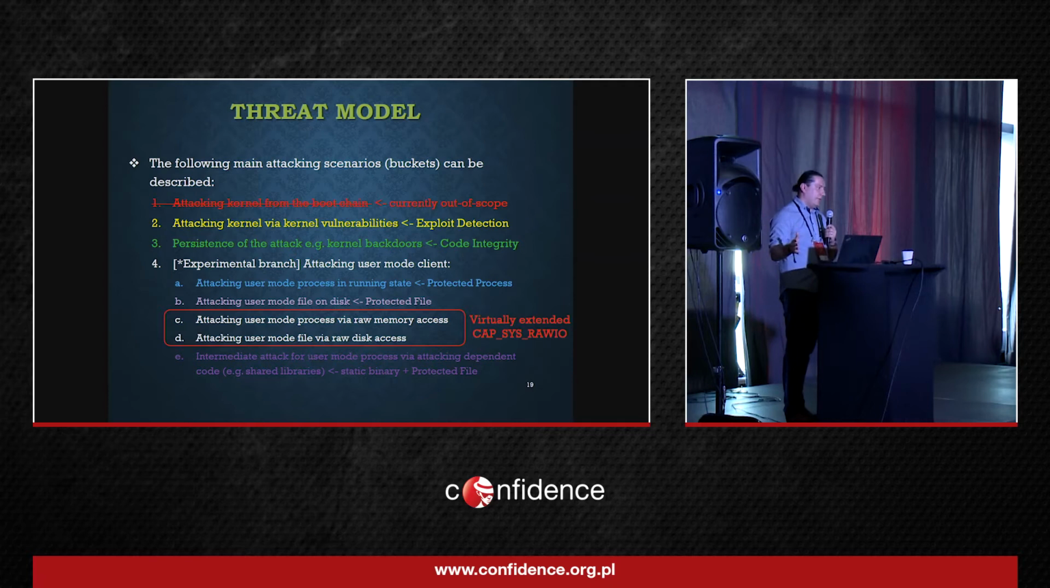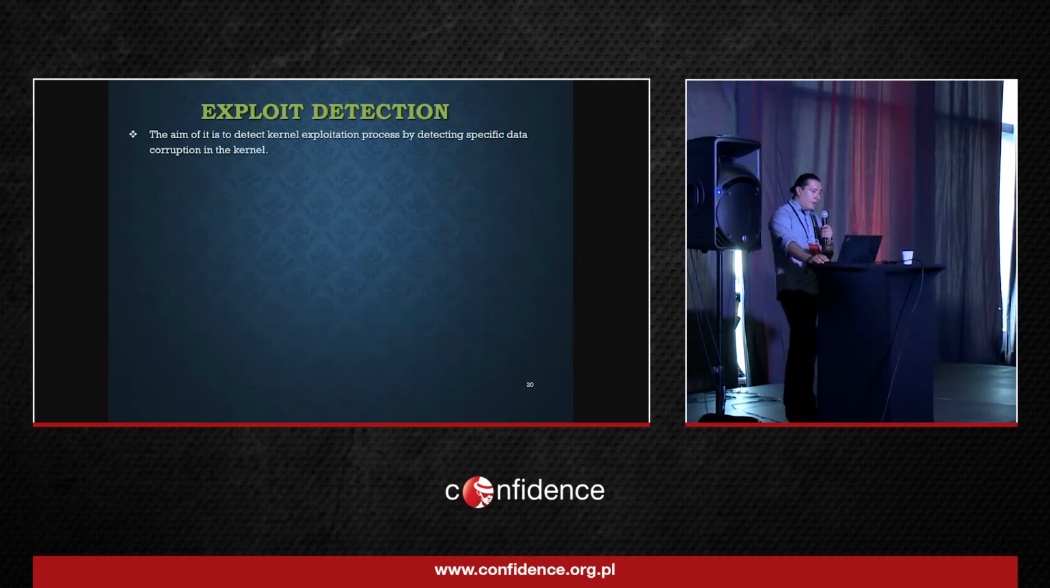This kind of feature also exists. So, OK, let's discuss a bit more about the exploit detection feature. The main aim of it is to detect the kernel exploitation process itself by detecting specific data corruption in the kernel. So it's not targeting any specific exploits.